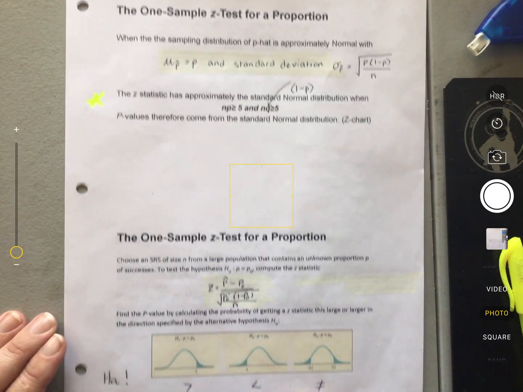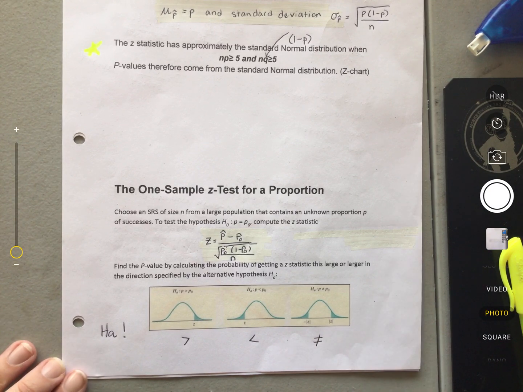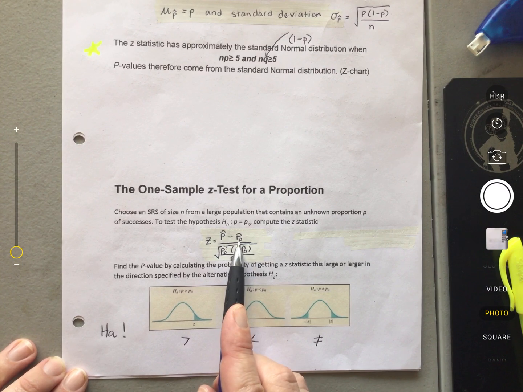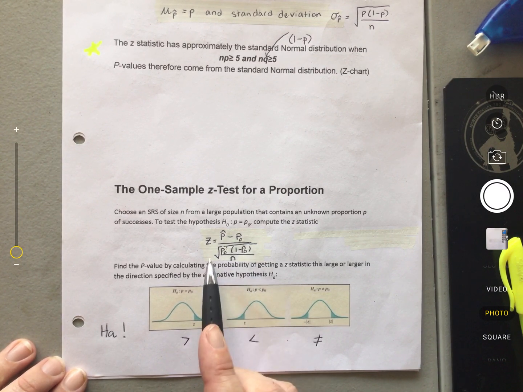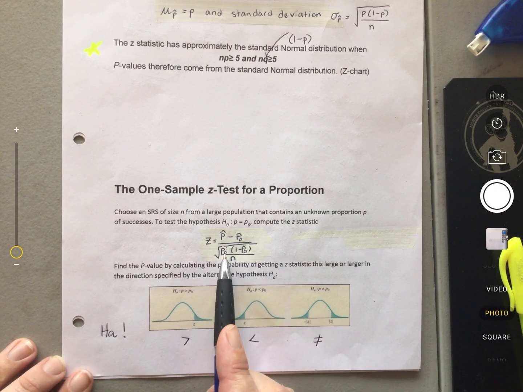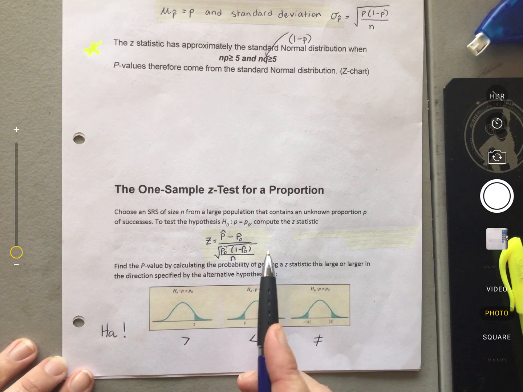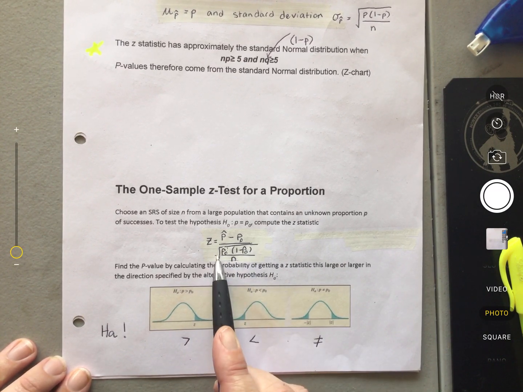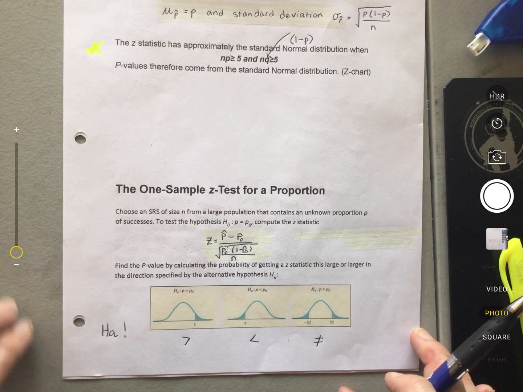How do we calculate the z statistic for proportions? We're going to do p hat minus the population proportion, so whatever's in your null and alternative hypothesis, all divided by p times 1 minus p, or we could call that q, divided by n, and we're taking the square root of all of that. So that's the formula we're going to be using.